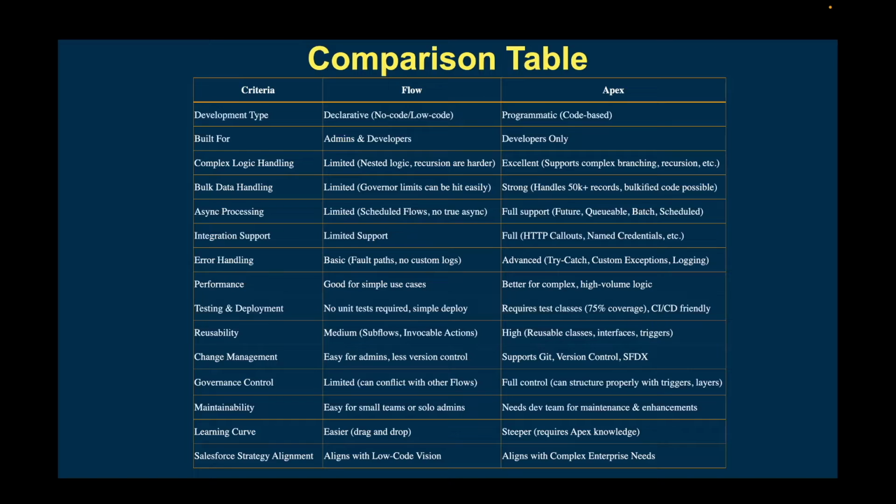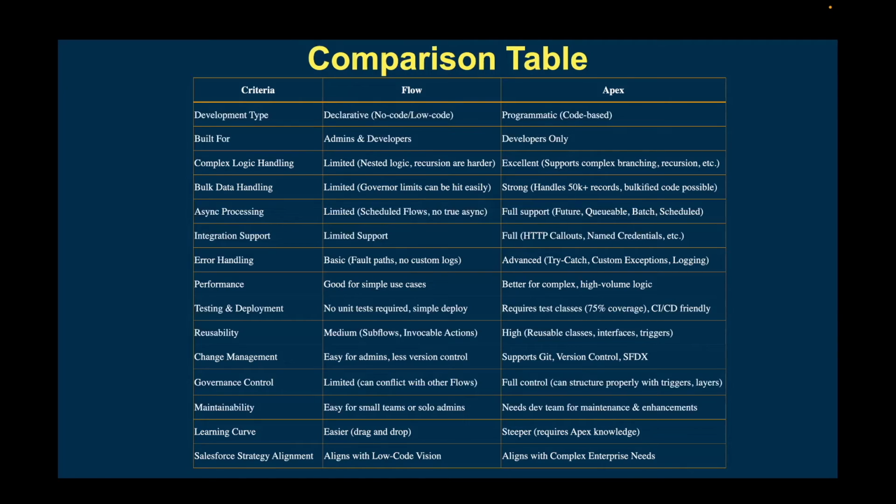Now let's see the comparison of Flow and Apex on some criteria. The development type for Flow is declarative, no code or low code, but Apex is programmatic, where we have to write the code. Flow is built for admins and developers, but Apex is purely for developers only. For complex logic handling, it is very limited in Flow, but in Apex we can implement it very easily. We have support for complex branching, recursion, everything in Apex.